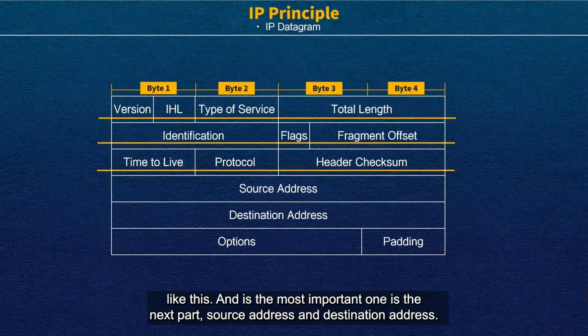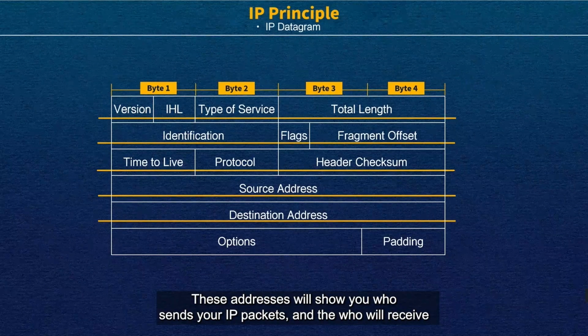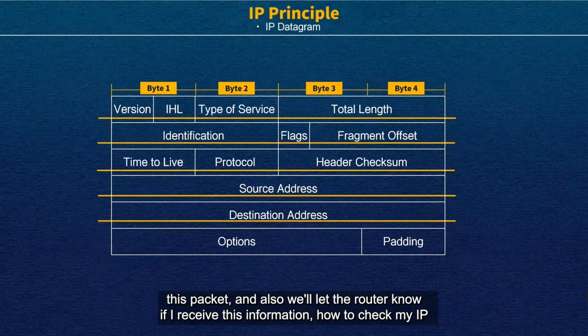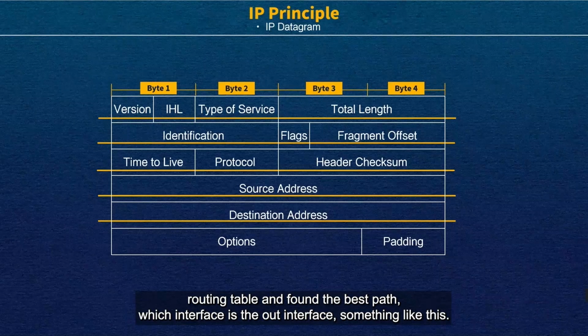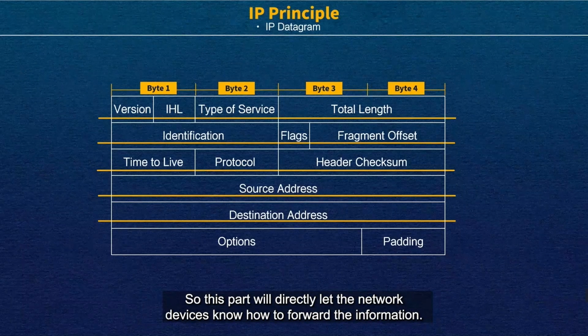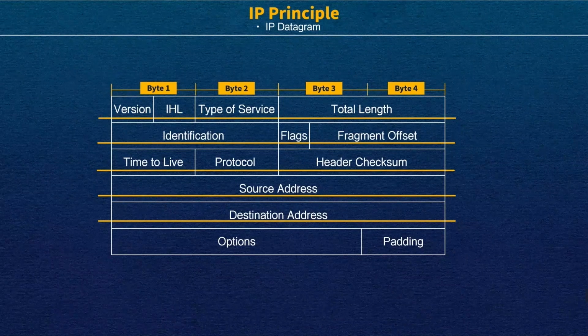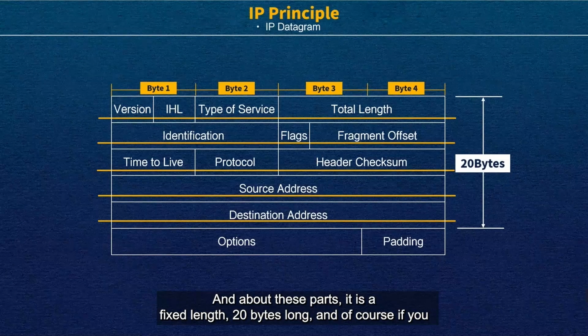And the most important one is the next part, the source address and destination address. These addresses show who sent the IP packet and who will receive it. They also let the router know, when it receives this information, how to check the IP routing table, find the best path, and determine the outgoing interface. So this part directly lets the network devices know how to forward the information.